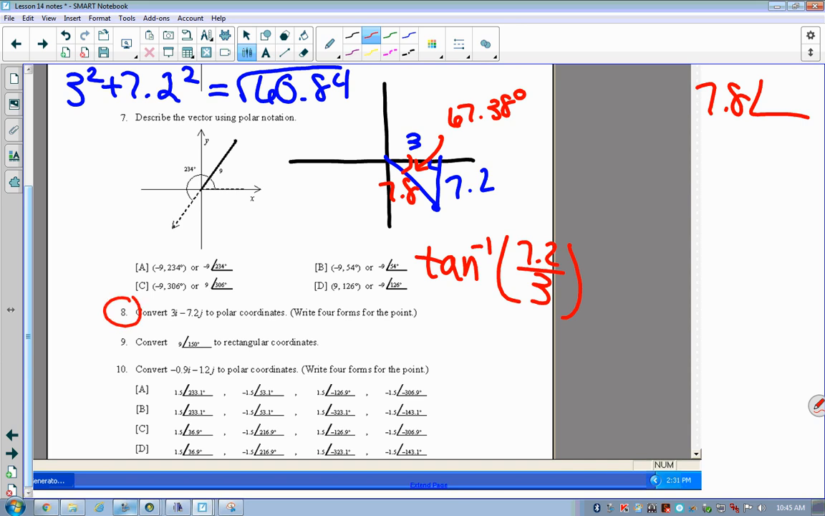Notice what this says. It says write 4 forms of the point. So this is why this question is going to take so long. This is technically negative 67.38. Does that make sense? Because we're going down and we're going clockwise. So we got negative 67.38. If we want a positive degree, we have to go around the other direction, right? Because that would complete the circle, all we have to do is take 360 and subtract 67.38 from it.